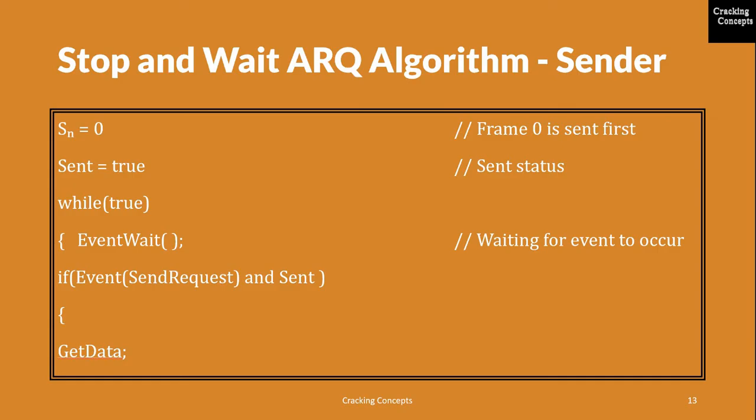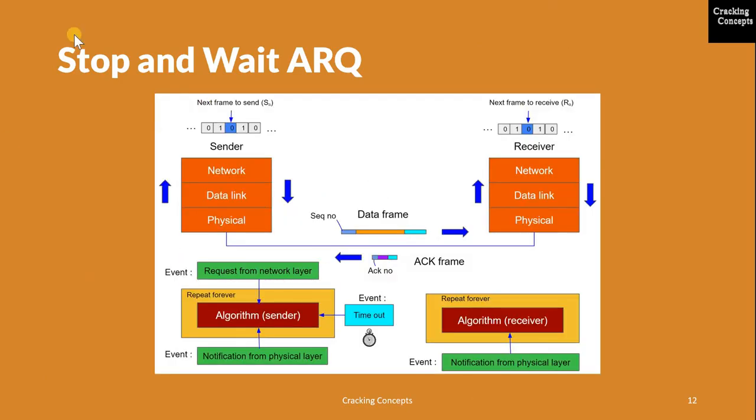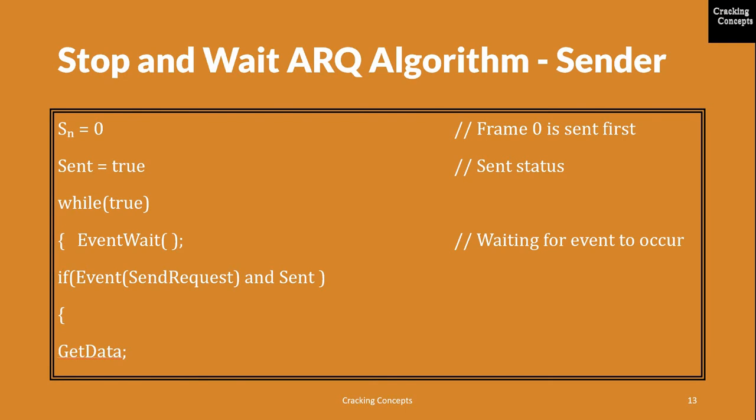Now here, as seen in this diagram, we are preparing the frame to be sent. So in the first case, it will be frame 0, that is Sn is equal to 0. Now sent is a variable which will tell us the status of whether the packet was sent or not. Since we are going to send the packet, it will be set as true.